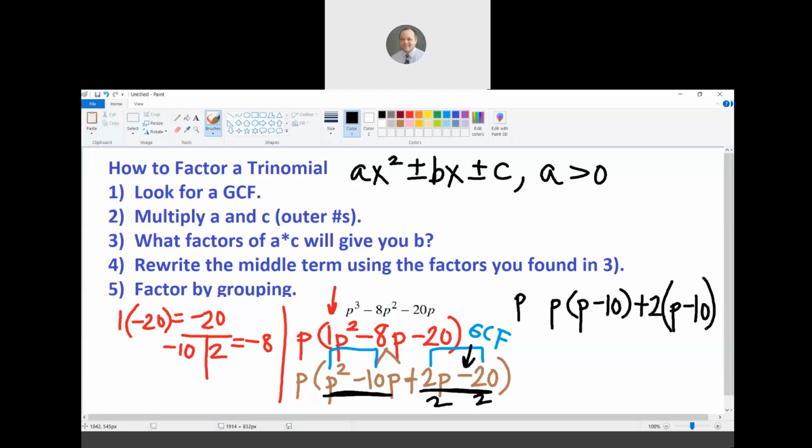P minus 10, we can pull that out of both terms. Now, when we pull the P minus 10 out of both terms, what remains is P plus 2. And that very first letter P, our GCF that we pulled out at the beginning, don't forget it. It's part of your final answer as well.